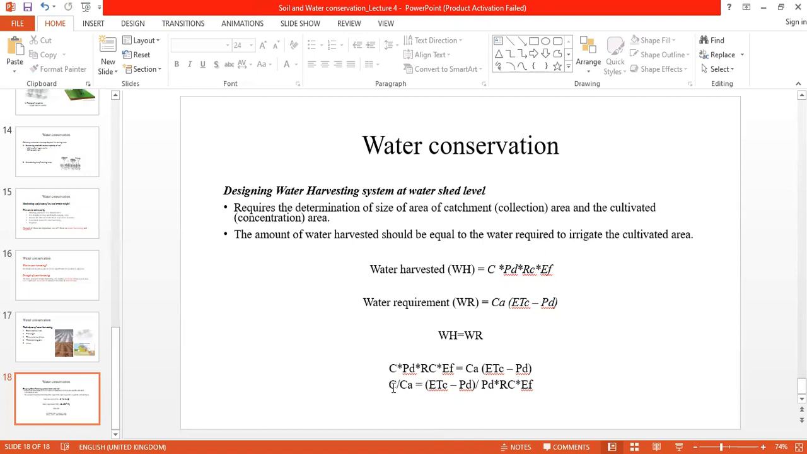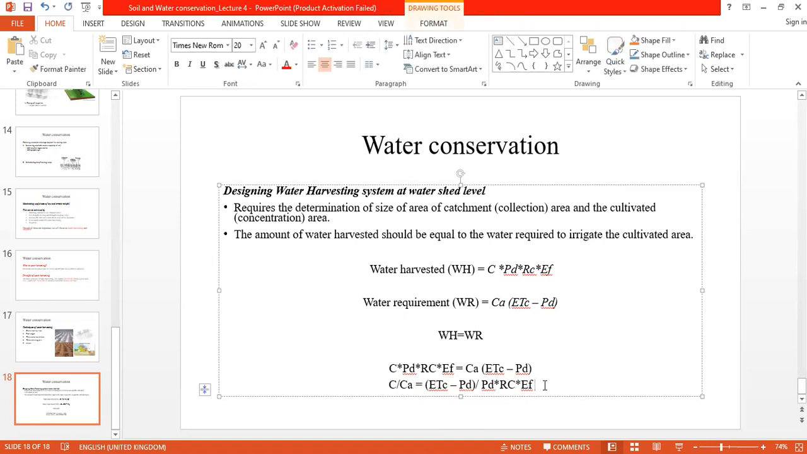But if you find that this ratio is 0.6, for example, it means that your catchment should be 0.6 of your cropping area. Because the catchment should always be, in a case like you said, 60%. So meaning the catchment area should be bigger than the cultivated area.